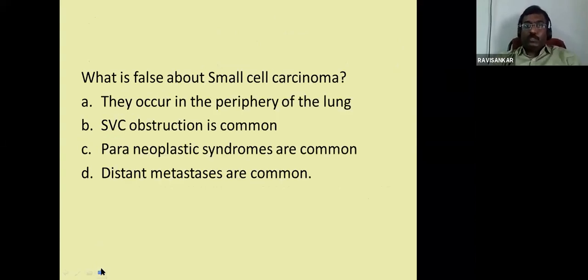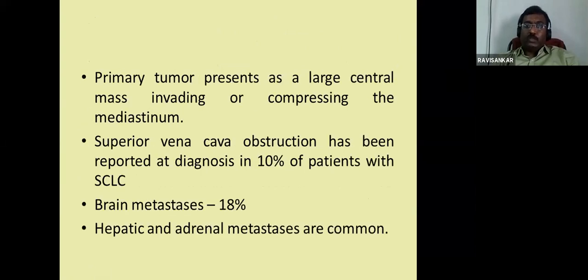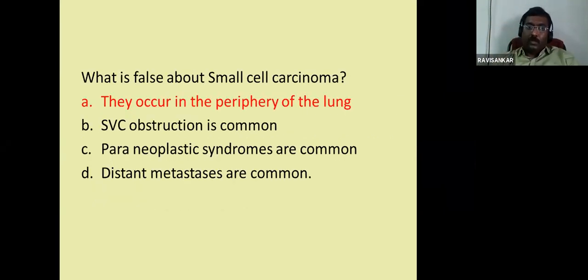So what is false about small cell carcinoma? Yeah, very good. Usually small cell carcinoma presents as a large central mass. Because of the central mass, they can have superior vena cava obstruction. Distant metastasis is common, particularly brain and adrenal mets. So they occur in the central part of the lung.